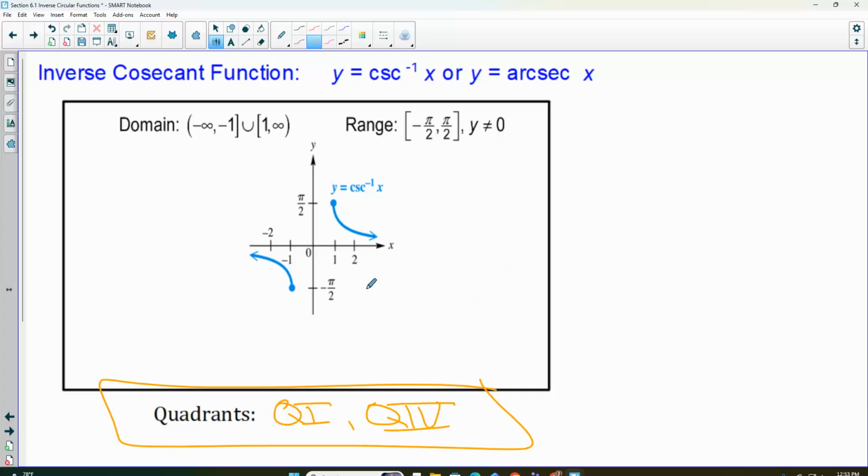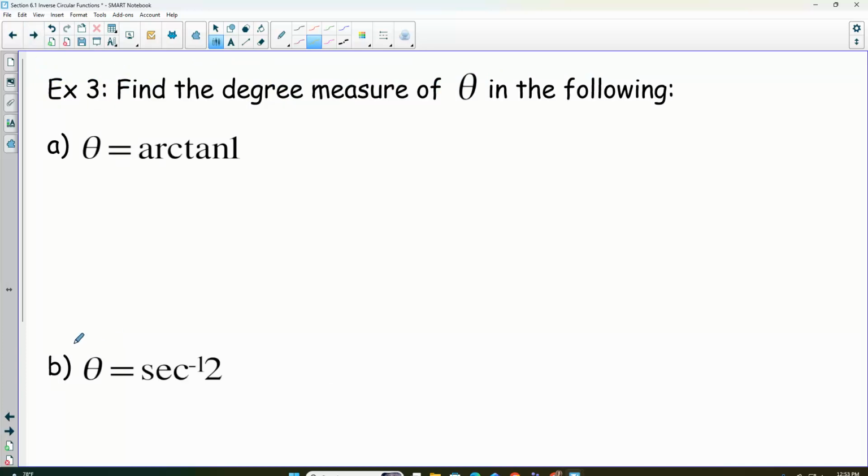So let's practice a couple more. I'd like to get through maybe examples 3 and 4. If I want the degree measure for the following, theta equals arctan of 1. So arctan, tangent inverse, as soon as I see that, I make a note to myself: what quadrants? It's either 1 or 4. But 1 is positive, so that means I'm in quadrant 1.